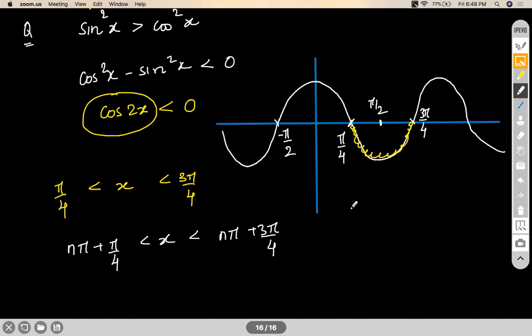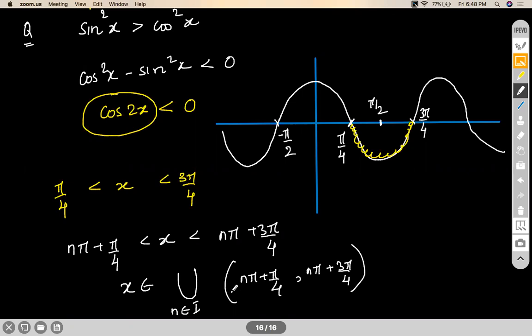Are you getting this? Okay. So you can say your x will belong to the union of open interval n pi plus pi by 4, sorry, to n pi plus 3 pi by 4. How is pi the period?